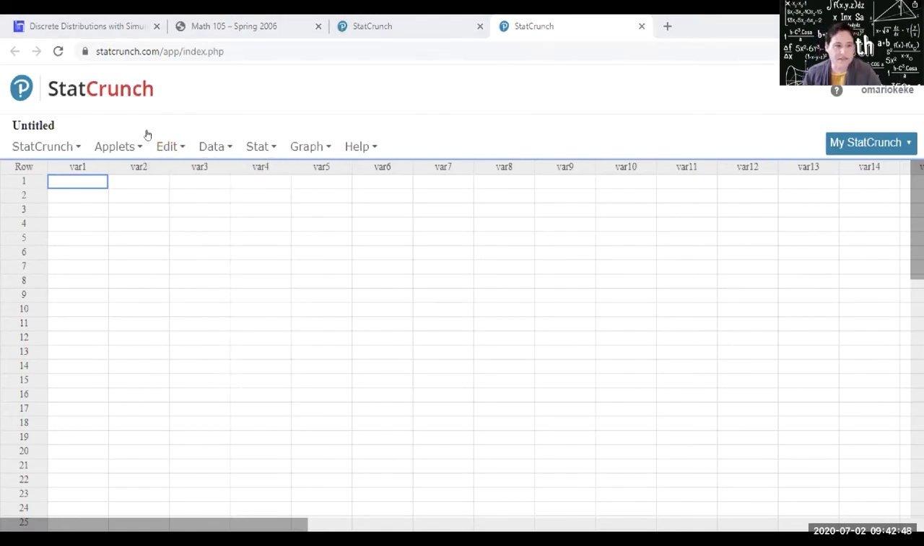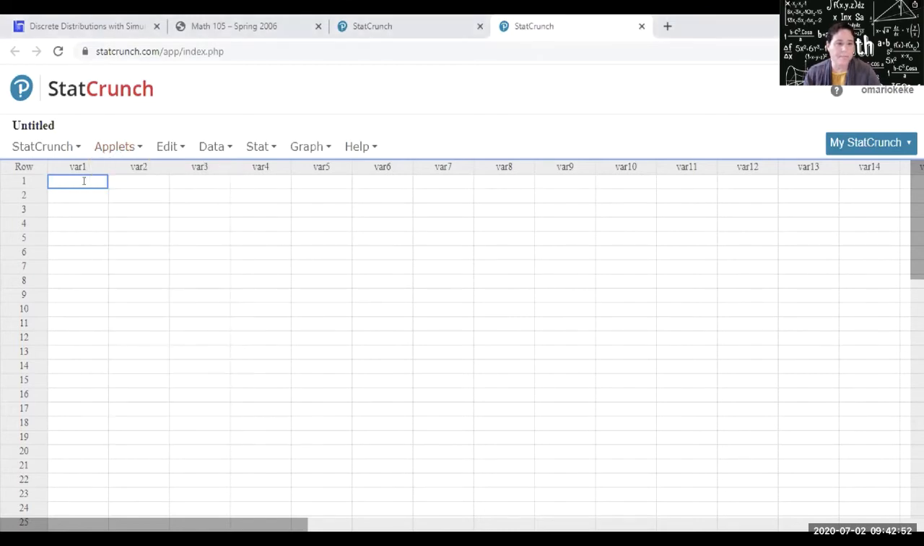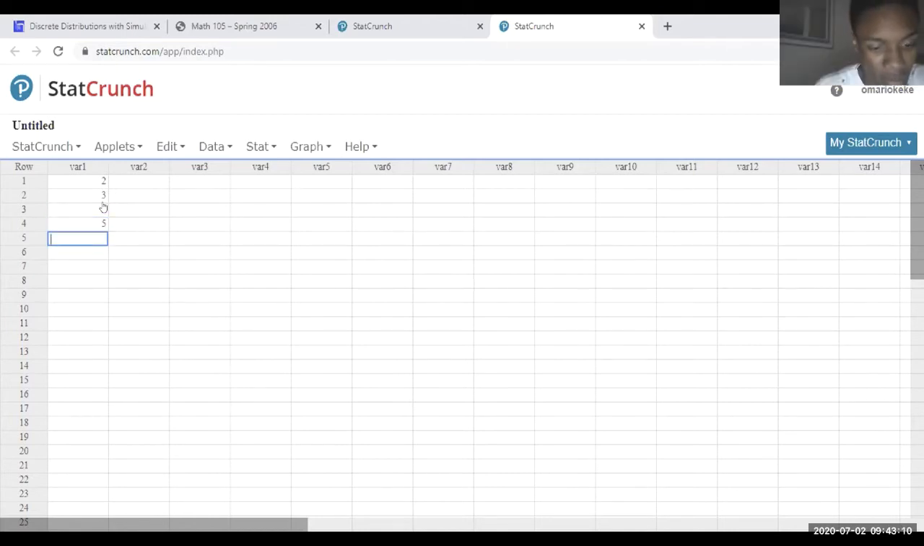Do you have your keyboard? Right now, just punch in the number 2. There you go. Enter. 3. 4. Oh, my fault. We don't want 3 again. We want 4. All the way to 10.